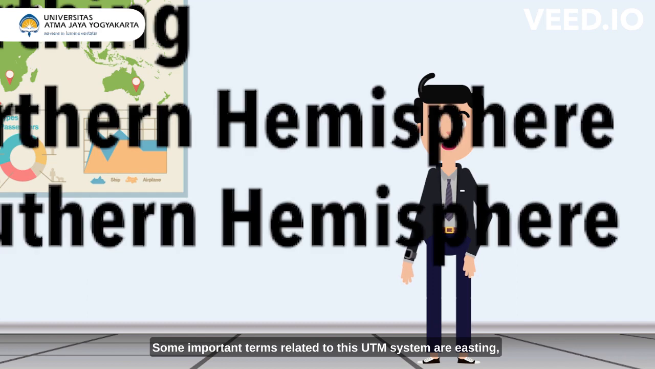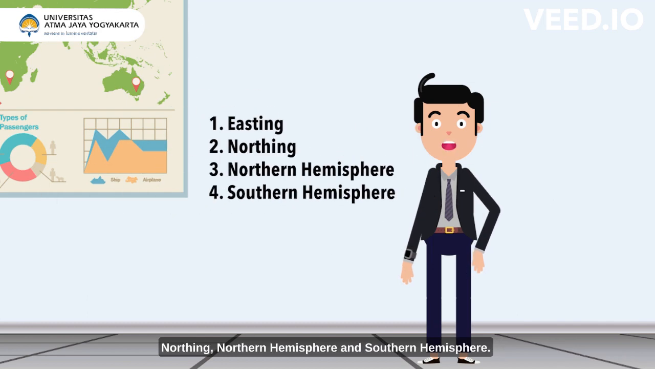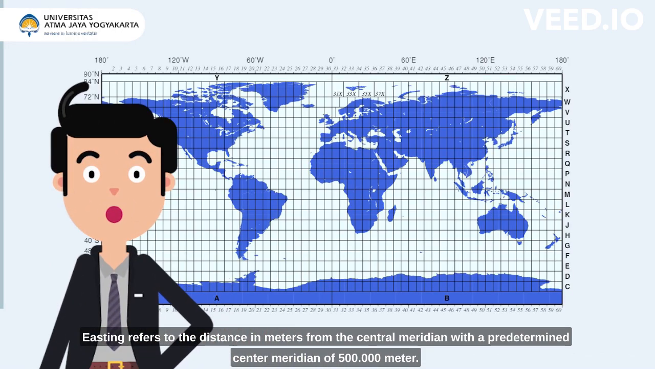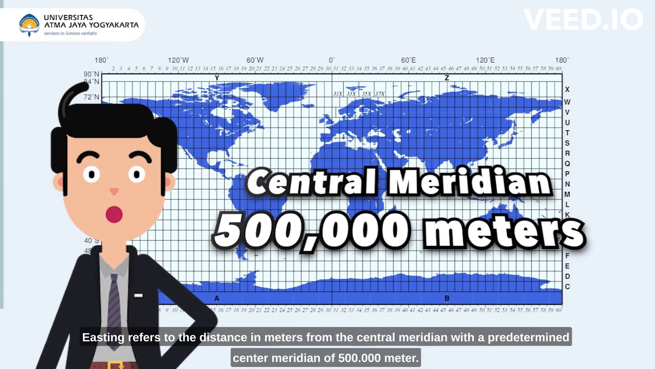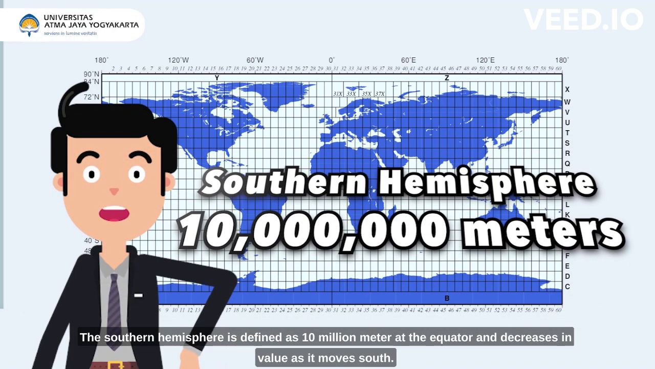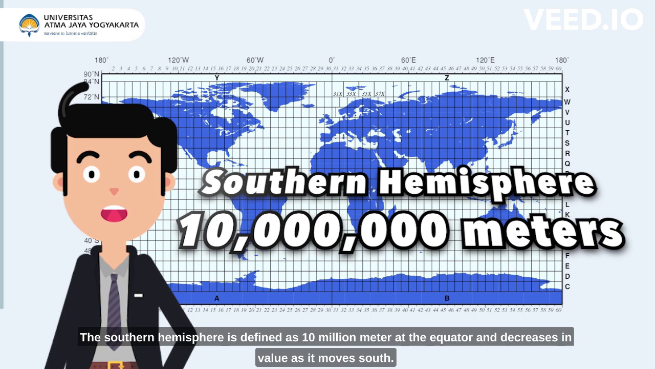Some important terms related to this UTM system are easting, northing, northern hemisphere, and southern hemisphere. Easting refers to the distance in meters from the central meridian with a predetermined center meridian of 500,000 meters. The southern hemisphere is defined as 10 million meters at the equator and decreases in value as it moves south.